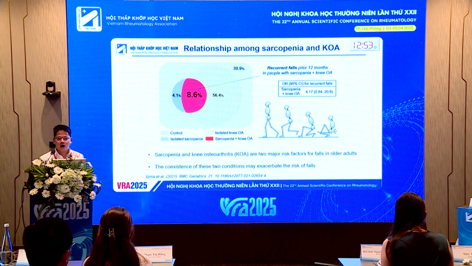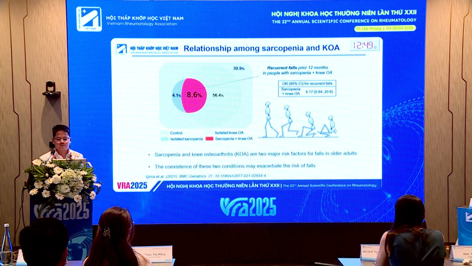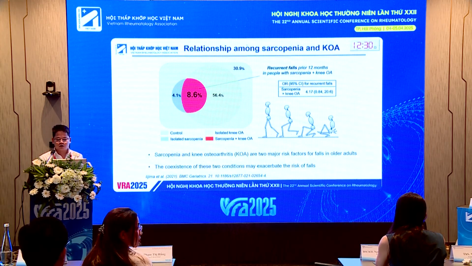Sarcopenia and knee OA are two major risk factors for falls in older adults. The coexistence of these two conditions may exacerbate the risk of falls. Participants with sarcopenia and knee OA have four times higher odds of recurrent falls than healthy controls.